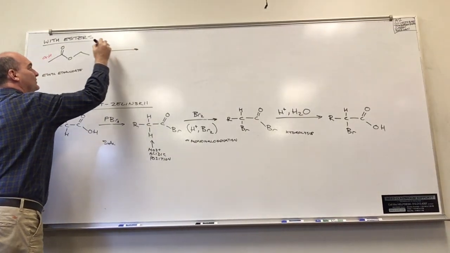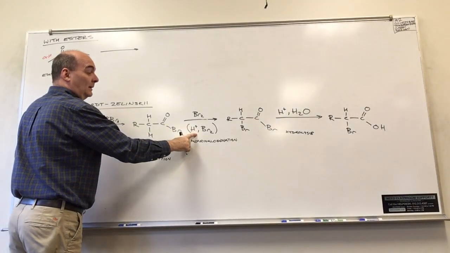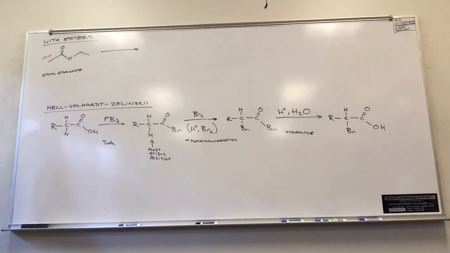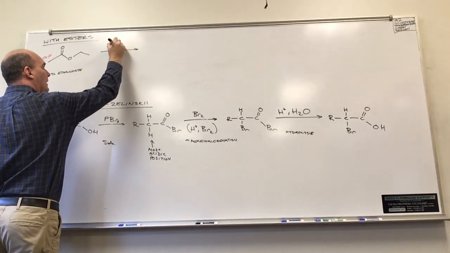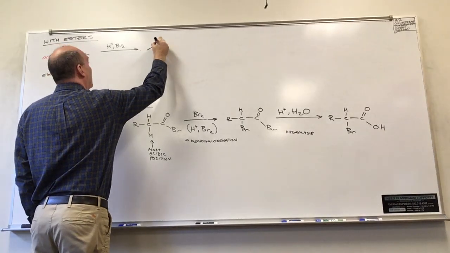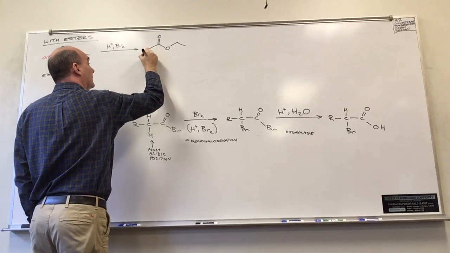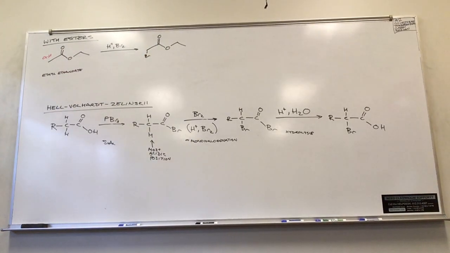If I did this again, I would need catalytic amounts of concentrated acid. I would be able to monohalogenate at that position.